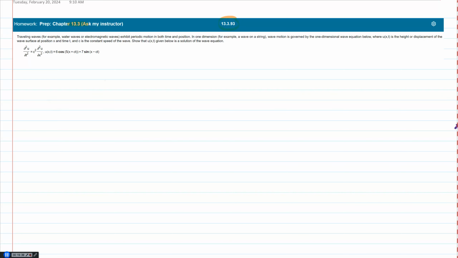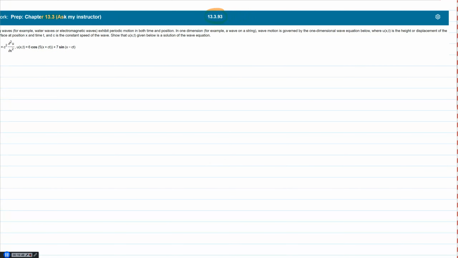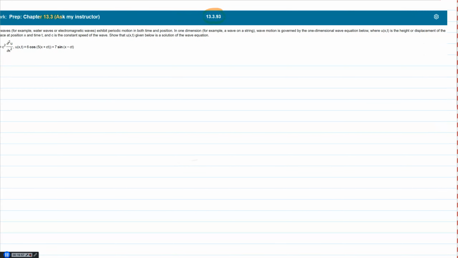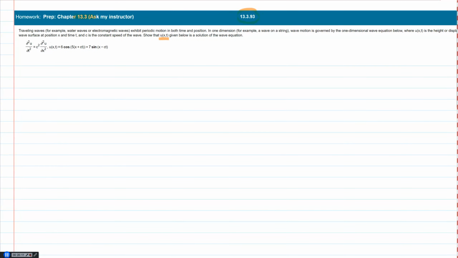So now, traveling waves, for example water waves or electromagnetic waves, exhibit periodic motion in both time and position in one dimension. For example, a wave on a string. Wave motion is governed by the one-dimensional wave equation below, where u of x,t is the height or displacement of the wave surface at position x and time t, and c is a constant speed of the wave. Show that u(x,t) is a solution to this wave equation.